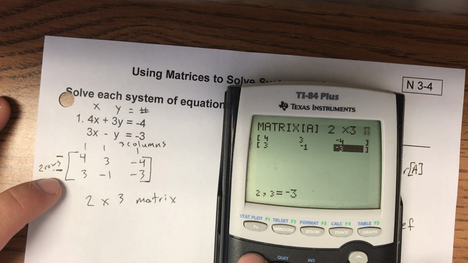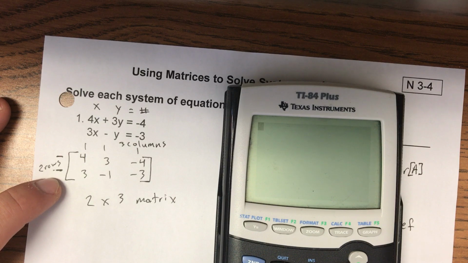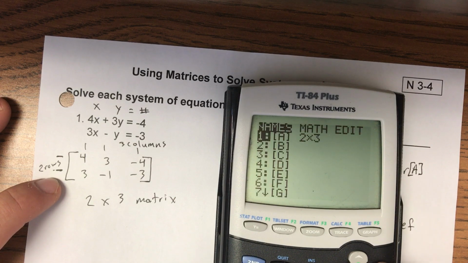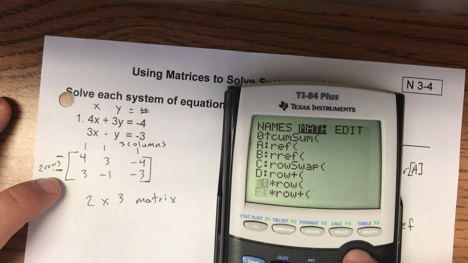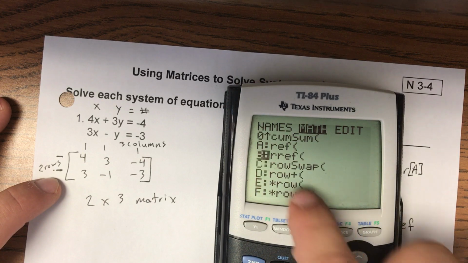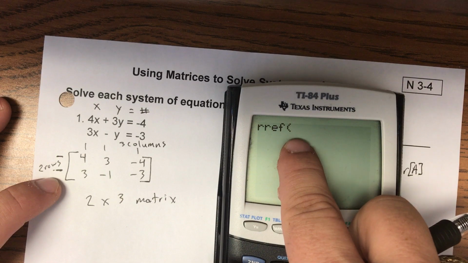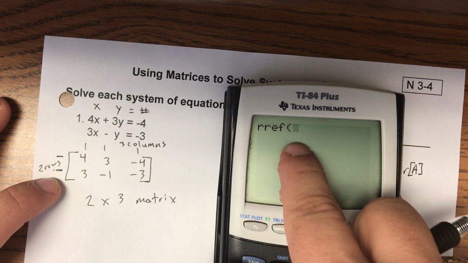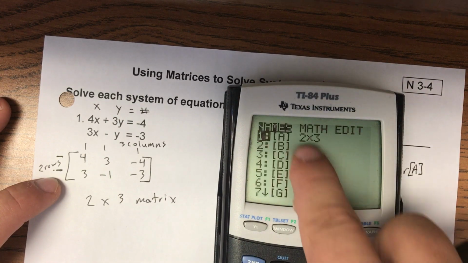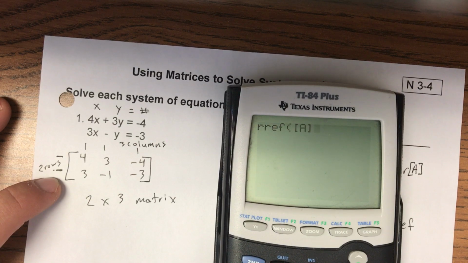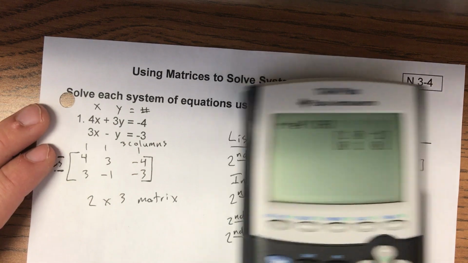And then we're going to press second mode. It goes out to the home screen. We'll go back into the matrix. We'll go over to math. I think it's easier to scroll up, but you can also scroll down to the RREF. It goes back into the home screen. It has an open parentheses, meaning we need to put something in here. So we're going to go back into the matrix. We're going to put in matrix A, and it spits out our answer. And so this is our answer.